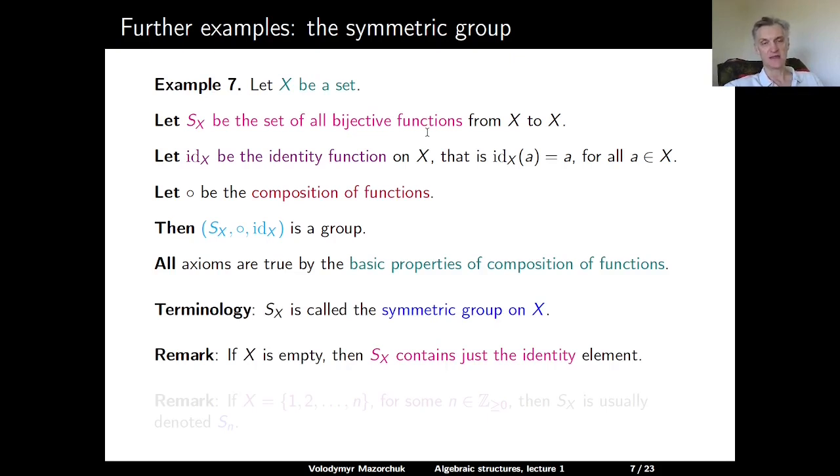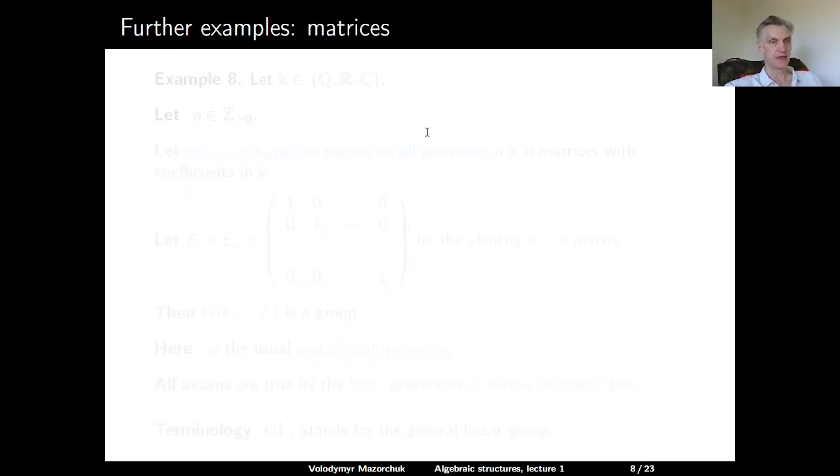Note that if X is the empty set, then S sub X contains just the identity element. And if X is a finite set consisting of the numbers 1, 2, and so on up to n, where n is some fixed non-negative integer, then S sub X for this X is usually denoted by S sub n. Next example is the example of invertible matrices.